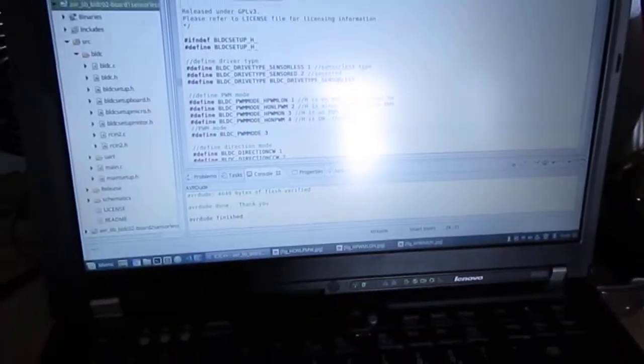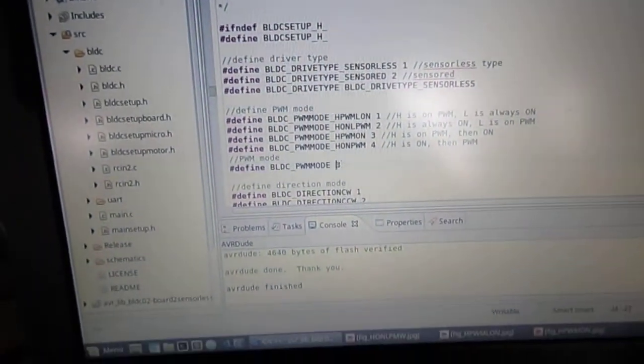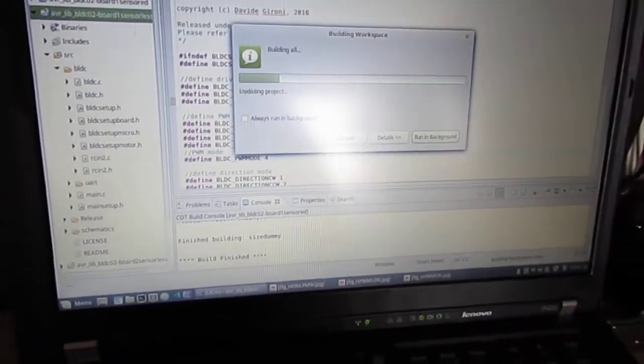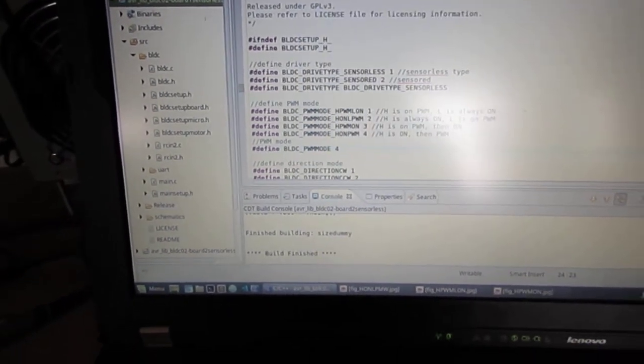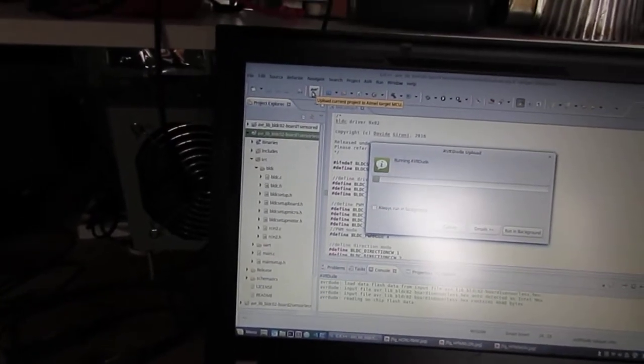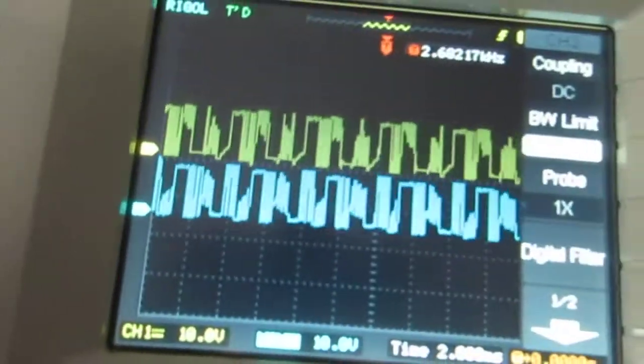Then the last one, the number 4. Let's build and upload. And then run the motor. It looks like this.